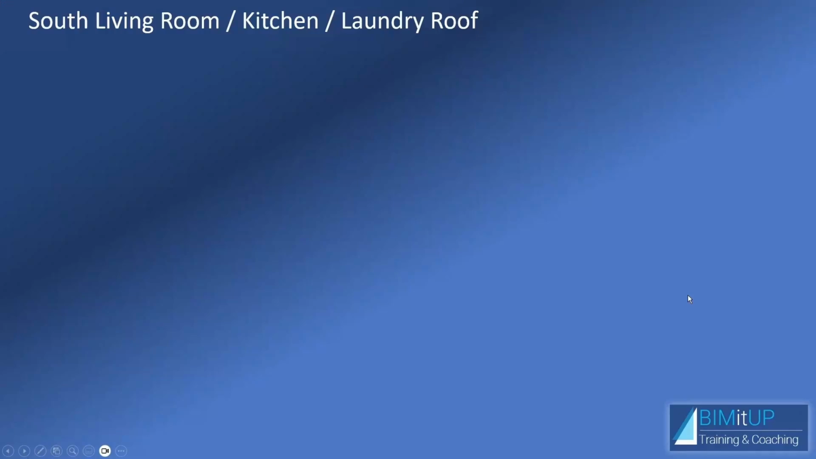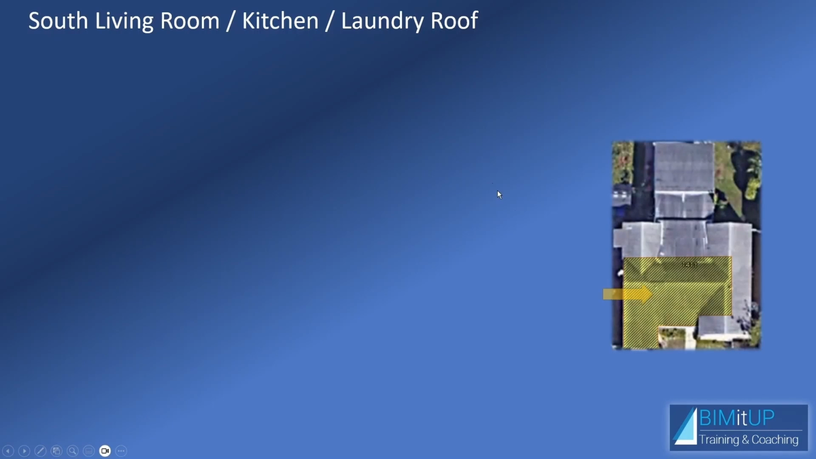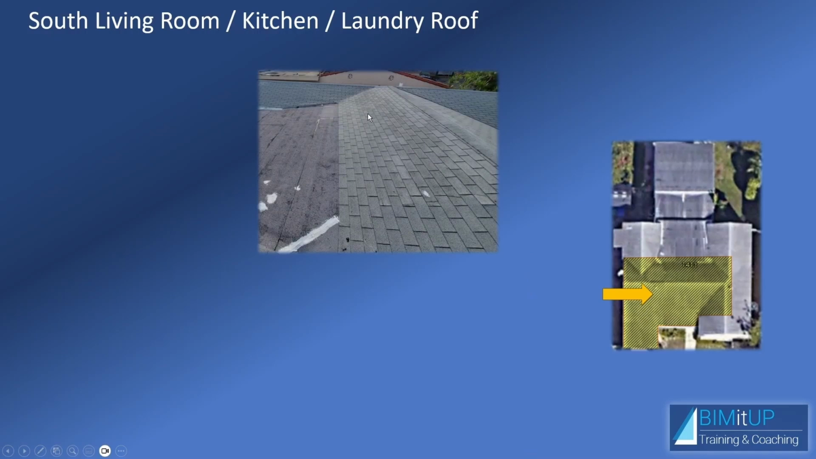Okay, this main roof, which covers the south living room, the part of the kitchen, and the laundry, is also some type of gable roof, but it's extended towards the laundry. Here you can see the south bedroom. This ridge here is this ridge. This ridge here is the north bedroom. You can see how it's slightly lower than the south bedroom.